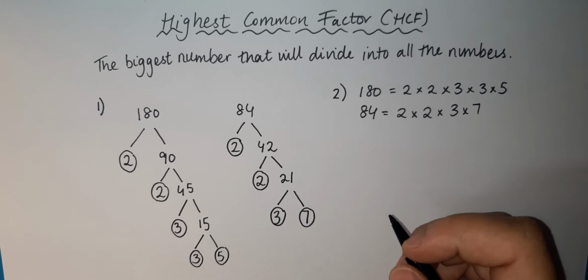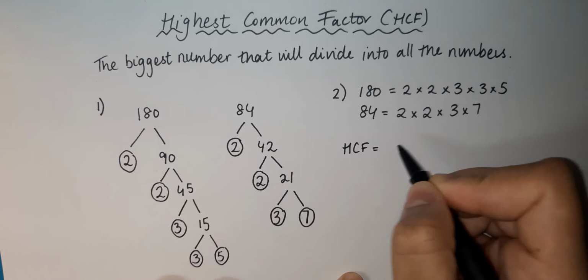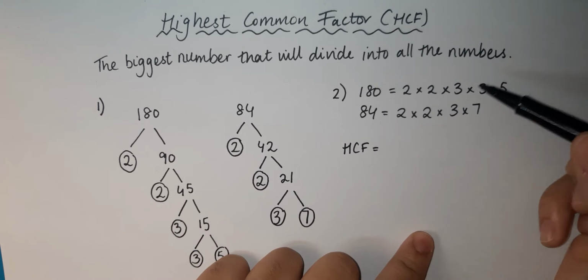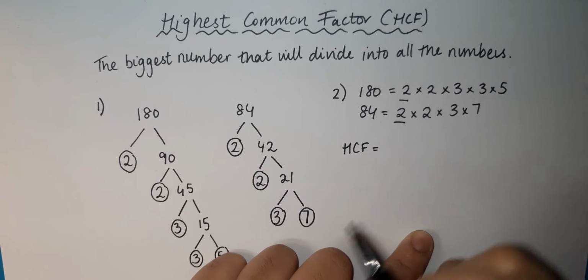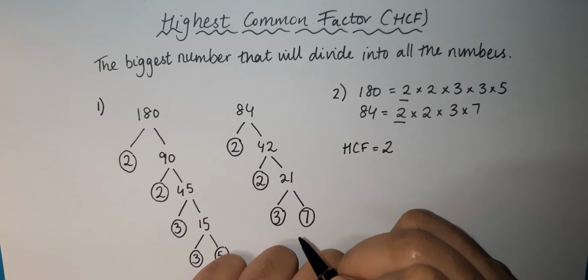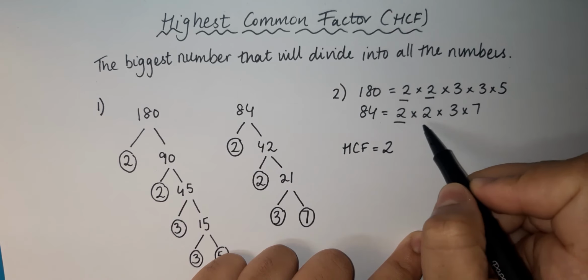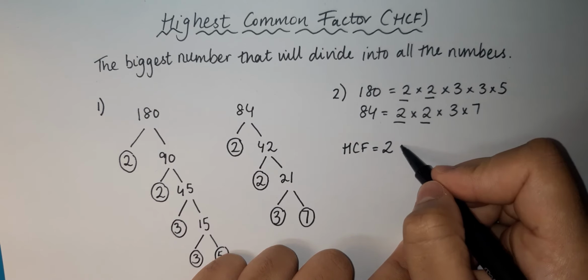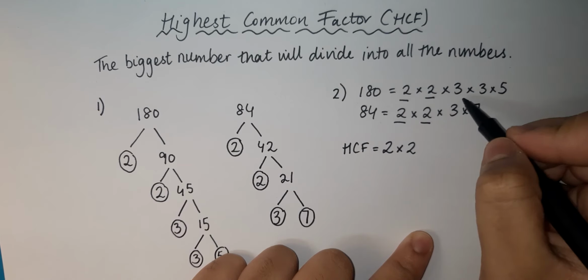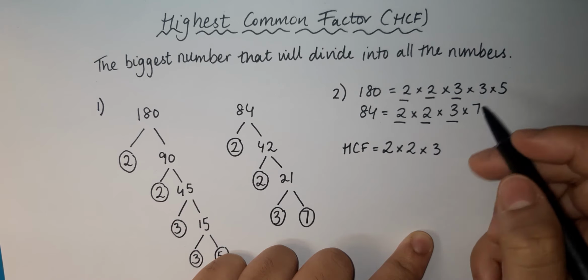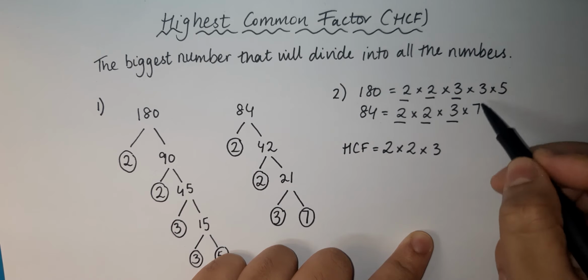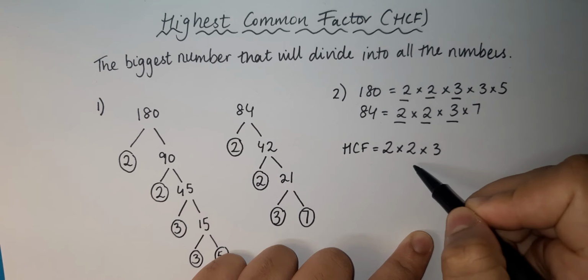Now in order to find the highest common factor, what we need to do is look at which numbers here are similar, which factors. So 2 and 2 are similar, so we write 2 here. 2 and 2 again are similar, so we write it here. And then we've got 3 and we've got 3, so we times it by 3. And none of these are similar, so we just leave it there.